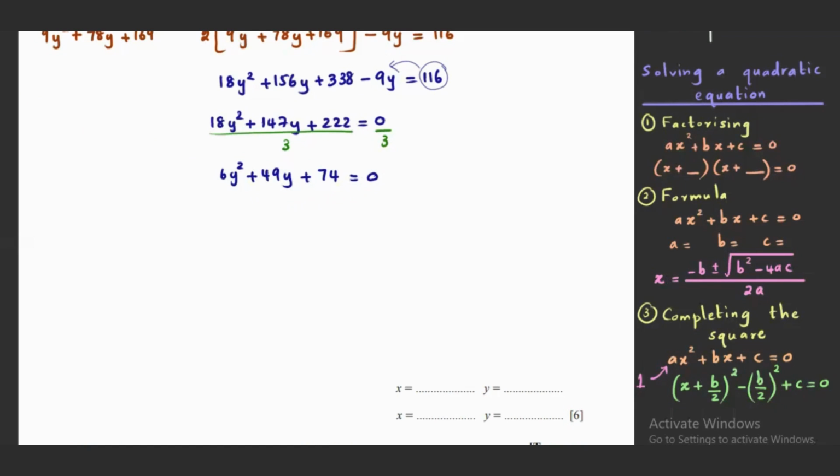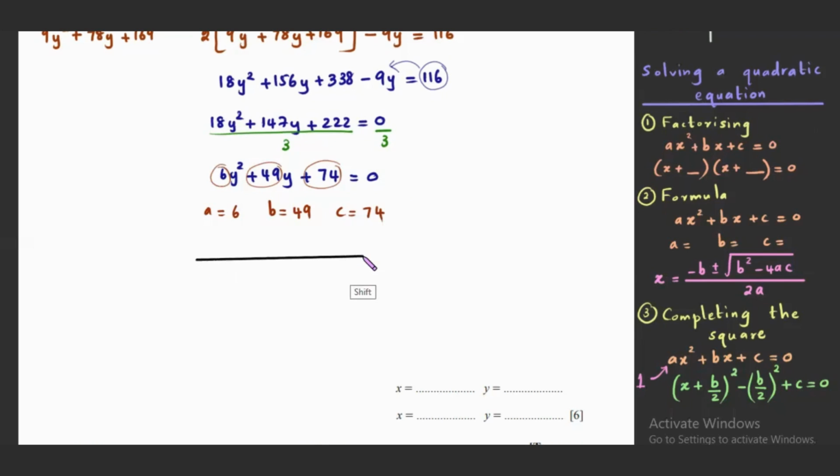In this equation, for me to substitute into the quadratic formula, the equation is of the form ax squared plus bx plus c is equal to 0. So the value of a is the coefficient of the term with the square, that is 6. The value of b is the number in front of y, which is this 49, that is positive. And the value of c is the constant term, which is 74. Now I know what a, b, and c are, so I'm going to substitute this into the quadratic formula.